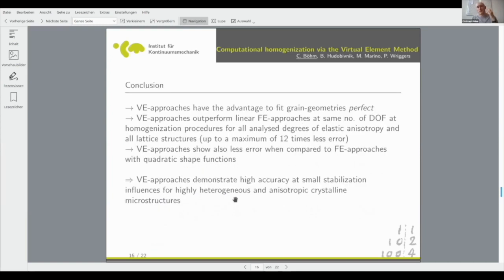So from this, we can conclude that VE approaches, at least for these polycrystalline environments where we have heterogeneous and anisotropic framework, have advantages because we can fit these grain geometries perfectly. And we outperform the FE approaches for the same number of degrees of freedom in homogenization procedures, also for quadratic shape functions, yes. And this is the conclusion from these two things.